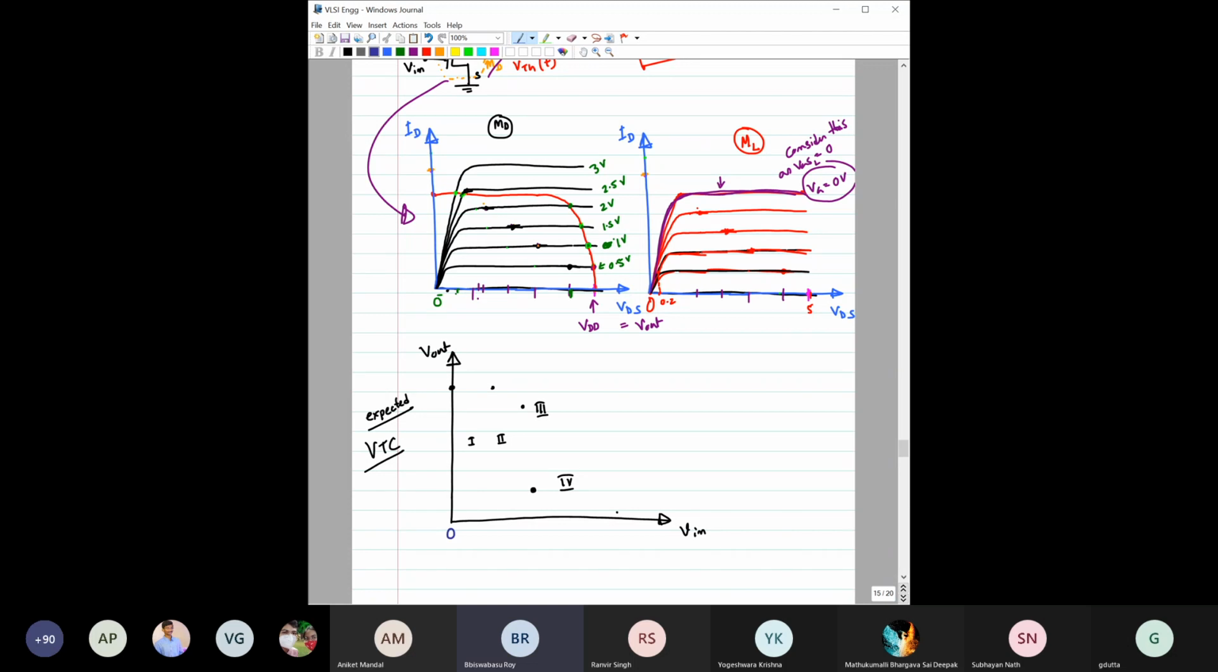For Vin equal to 0, Vout will be VDD. Very good. Okay, then it will have a small decrease. Really think carefully and then tell. Anuj, would you like to try?